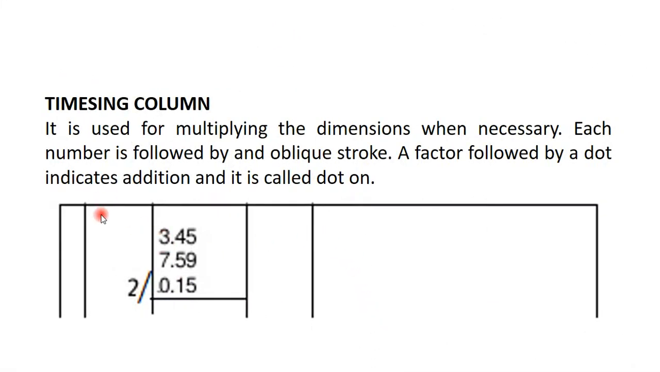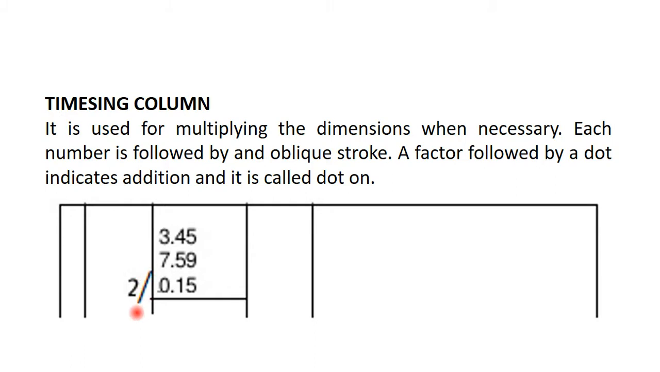In this, we have the first column, which is the times in column, and then the second is the dimension column, the squaring column, and the description column. So this space which has been left here is there for binding purposes anyway, but the first column is the times in. So the times in column is used for multiplying the dimensions when necessary. Each number is followed by an oblique stroke. So this number is followed by an oblique stroke.